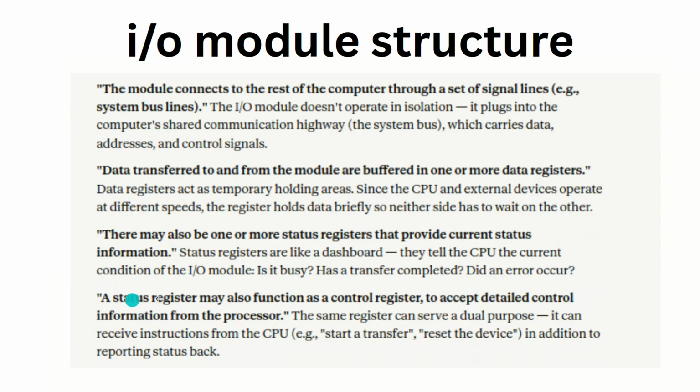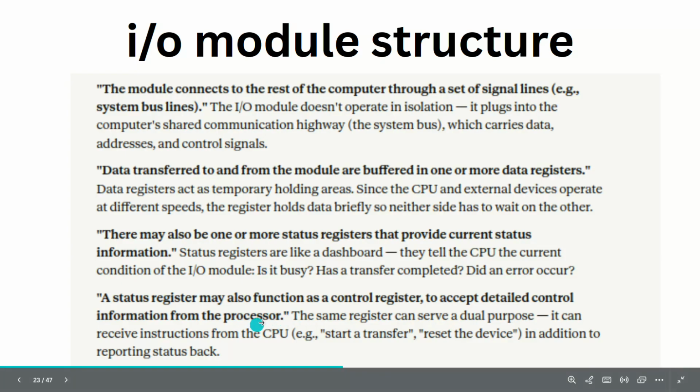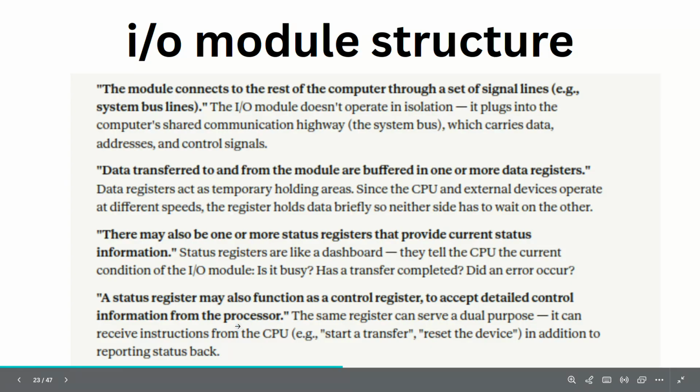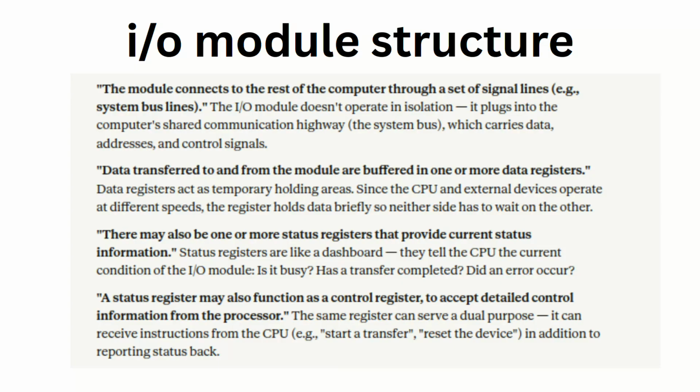Now if you see here, the status register may also function as a control register, because it will accept detailed control information from the processor. The same register can serve a dual purpose. It can receive commands from the CPU, like if you want to start a transfer or reset the device. This information is given through this control register, that is why this same register is called the status or control register. In addition to reporting the status, it can also receive instructions from the CPU. That is why you can say that it can also act as a control register, the same register.